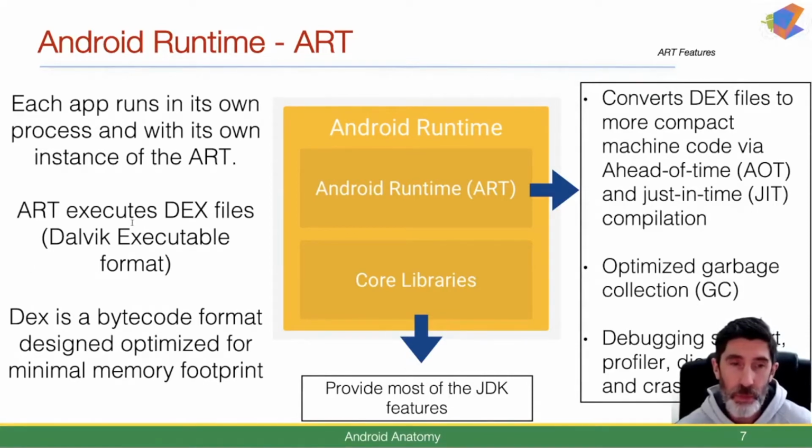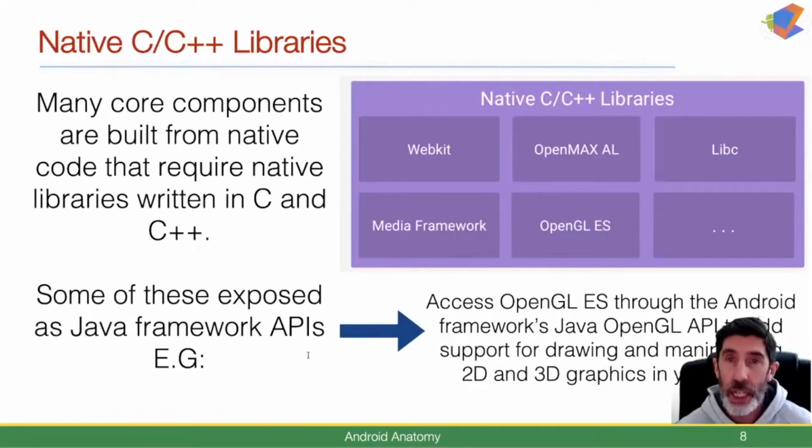Okay. We then have our native C++ libraries. So many core components are built from native code that require native libraries written in C and C++. And if you need to, you can actually write some of those components yourself. Again, remember, it's open source. You can swap in, you can swap out some of these components. So if you need to write a specific one yourself that is relevant to your specific app, you could actually do that in native C and C++.